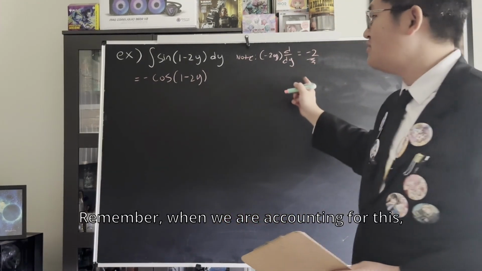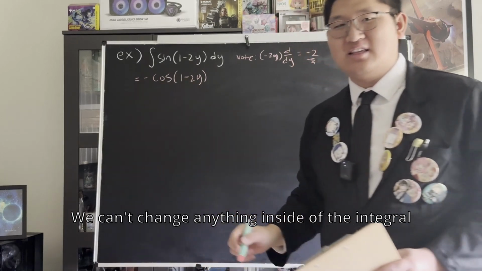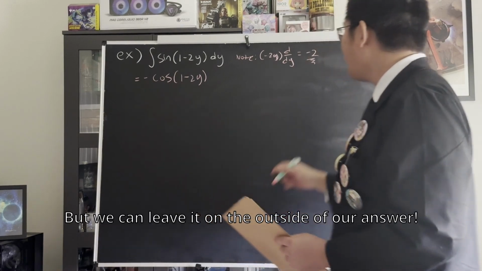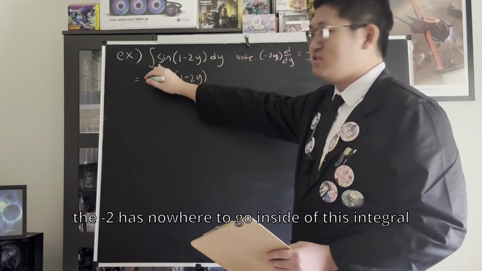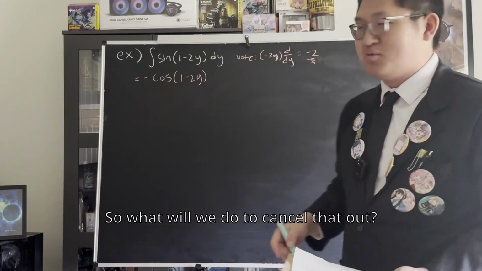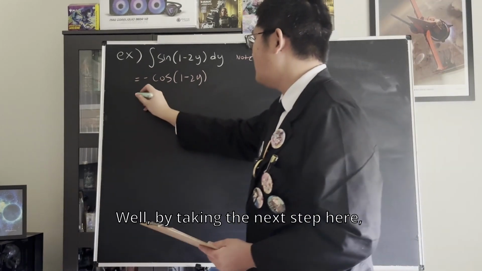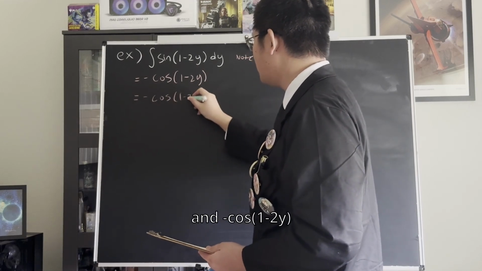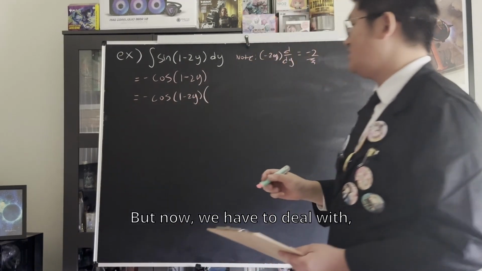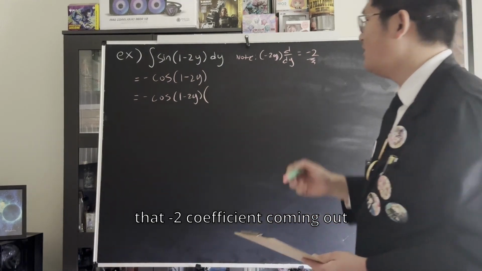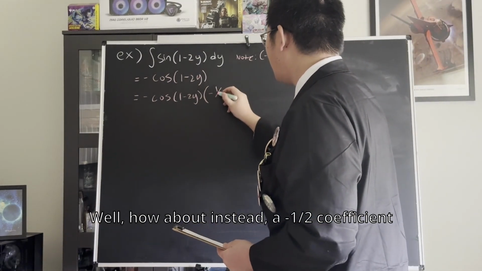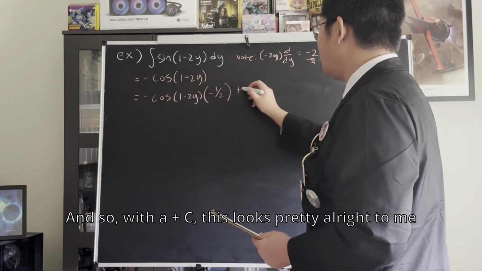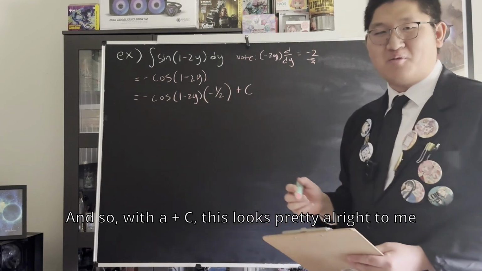Remember, when we're accounting for this, we can't change anything inside of the integral, but we can leave it on the outside of our answer. And so with that negative 2, the negative 2 has nowhere to go inside of this integral. So what will we need to do to cancel that out? Well, by taking the next step here, the negative cosine of 1 minus 2y, but now we have to deal with that negative 2 coefficient coming out. Well, how about instead a negative 1/2 coefficient to cancel with that derivative? And so with a plus c, this looks pretty all right to me.